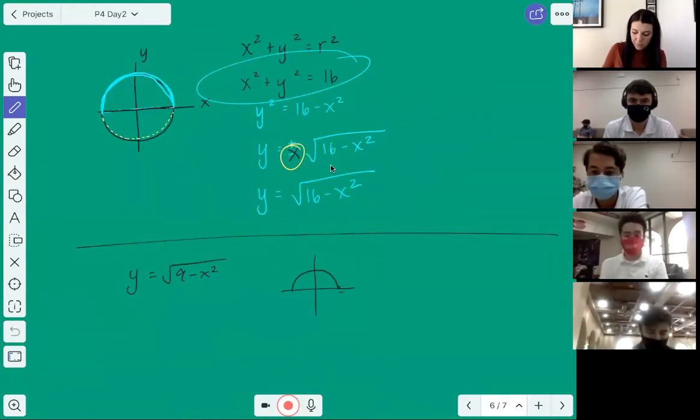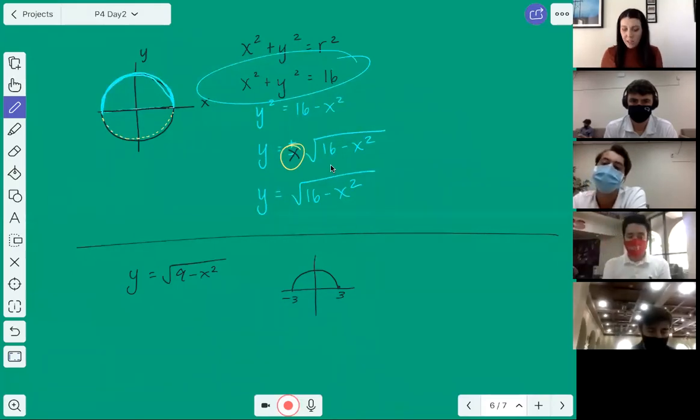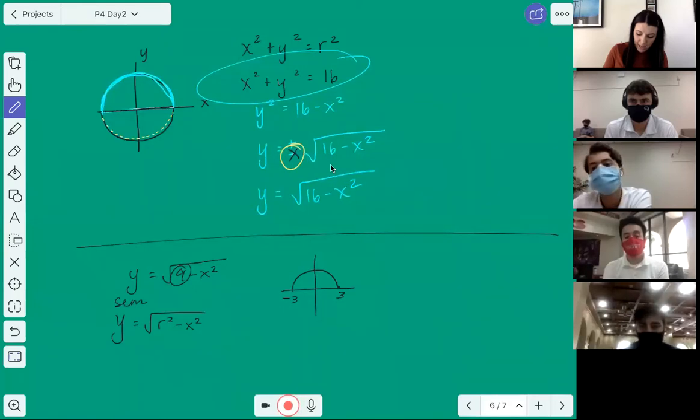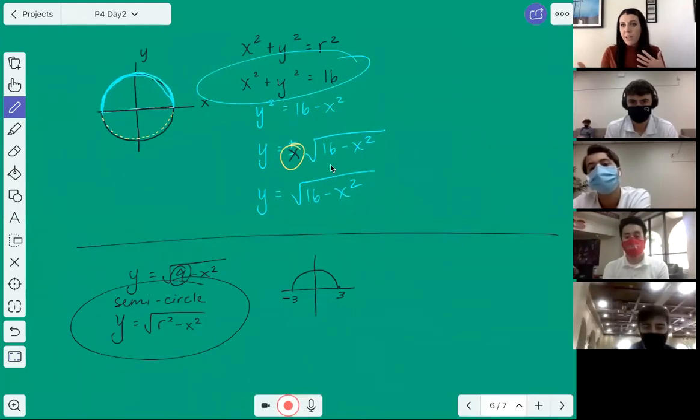Perfect, that's it. So it's important you know that, right? This value is r squared. That's where it's showing up here. So the equation of a semicircle is always the square root of r squared minus x squared. This is the equation of any semicircle. That is an important thing that you know how to find, or if given a semicircle, you know how to draw it. Okay. All right, we've got one more question.